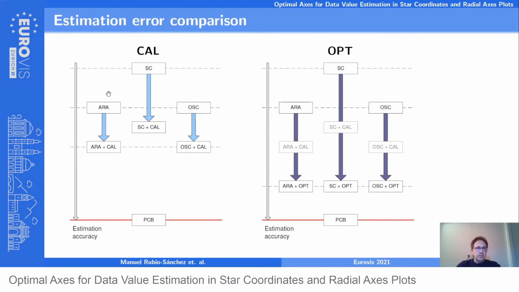So this was expected, but what was not expected is that if you apply the optimal axis, then the accuracy for the three methods is the same. So this is pretty curious. Note that the points and axis vectors in all the three cases are different. Also, what this indicates is that it doesn't matter which method you use as your starting point. You might as well just use plain star coordinates, and then if you apply the optimized axis, you're going to achieve the same accuracy as if you had started with ARA or OSC.